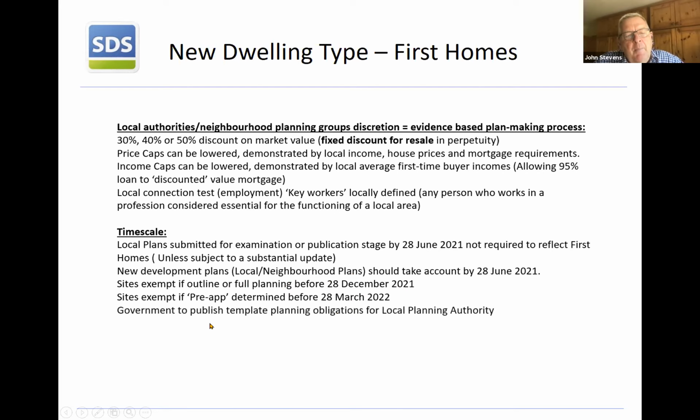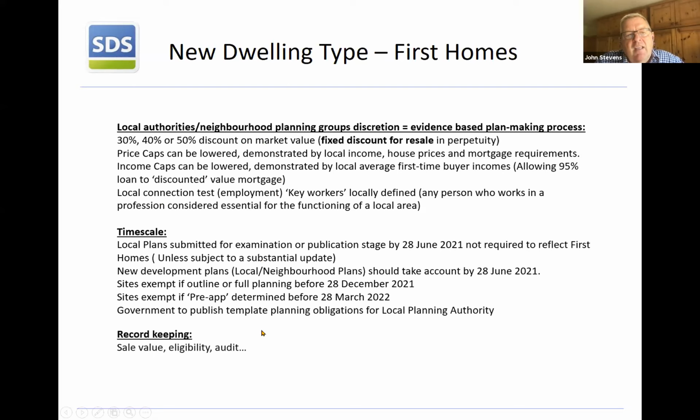The government is going to publish a template of planning obligations for the local planning authority to add into the 106. So what the government are basically saying is, we'll give you some standard notes to add to your 106 about first homes. And a question I've got is about record keeping.